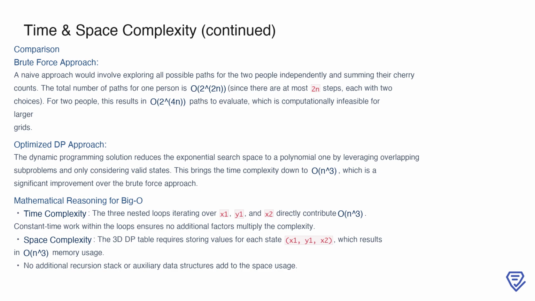For space, the 3D dp table, which stores values for all possible states (x1, y1, x2), results in O(n³) memory usage. No extra recursion stack or auxiliary data structures are needed, ensuring the space complexity remains efficient and manageable.